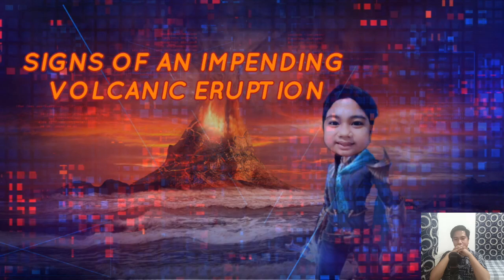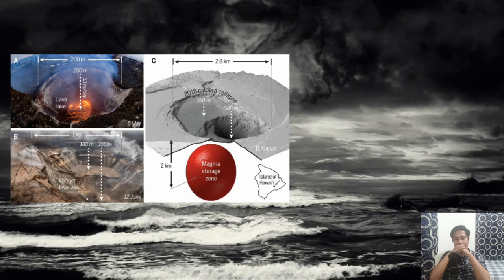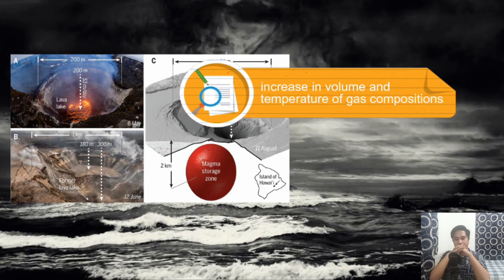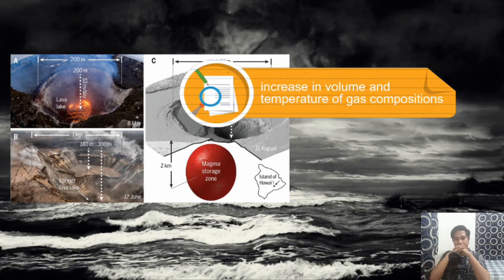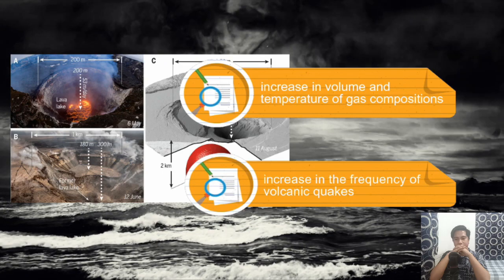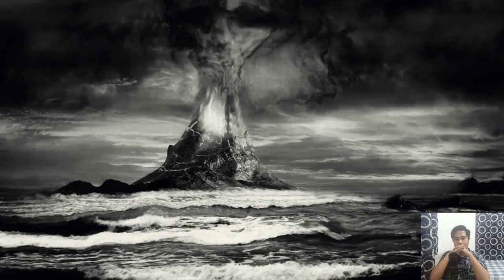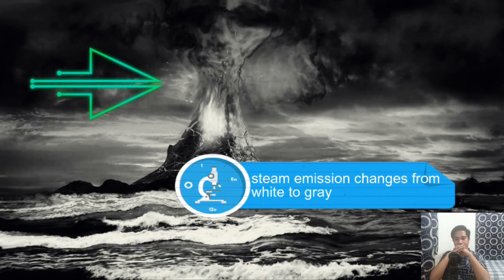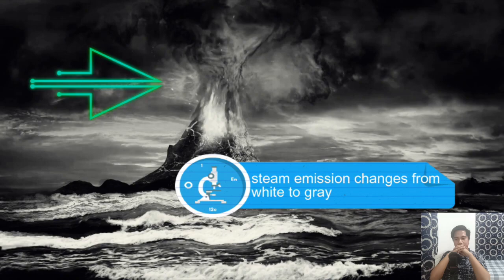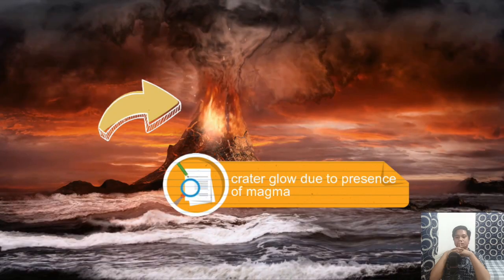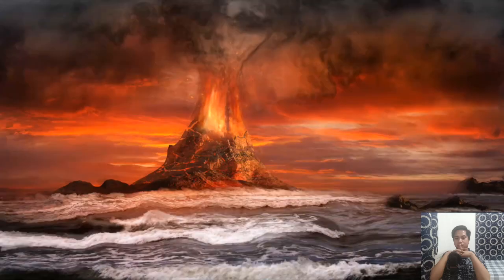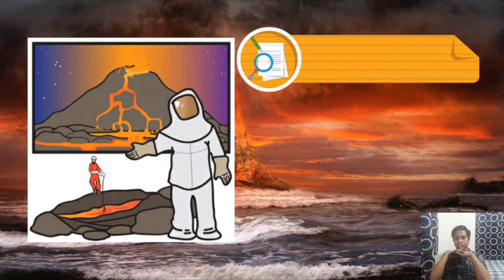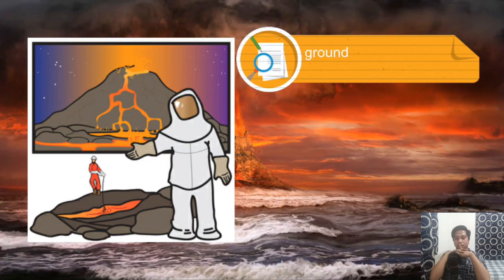There are changes in geochemical and geophysical characteristics of a volcano, such as increase in volume and temperature of gas composition, and increase in the frequency of volcanic quakes. The color of steam emission changes from white to gray due to ash. Also, the crater glows due to the presence of magma at or near the crater. Deformation of the ground because of magma intrusion and appearance of fractures on the sides of the volcano can be observed.